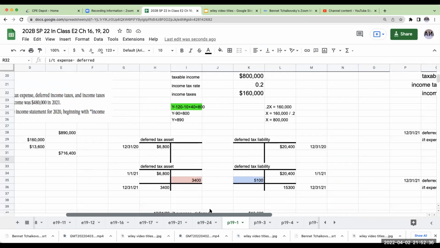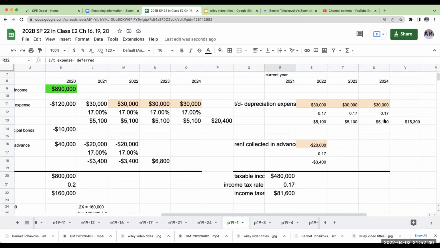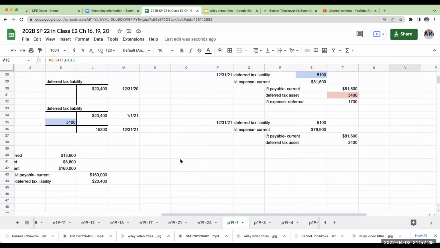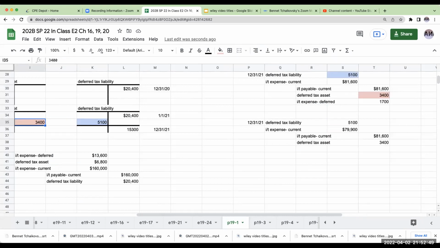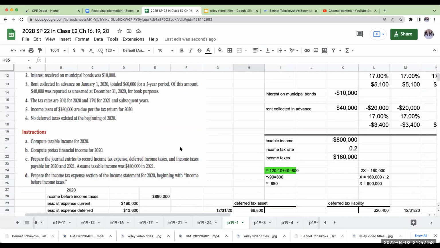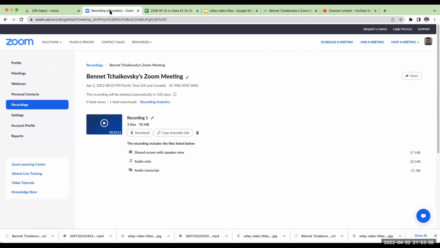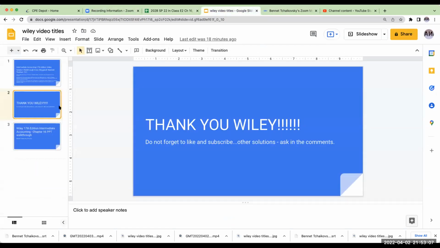The key thing to do here is to use the T accounts, because as you go through these temporary differences, this tells you what the balances should be. Then you look at these balances and figure out what you need to do to adjust the accounts. So that is this question. Let's make sure we answered everything. We did the journal entries. We did the income tax expense section. And ladies and gentlemen, we've worked backwards and I'm now here.